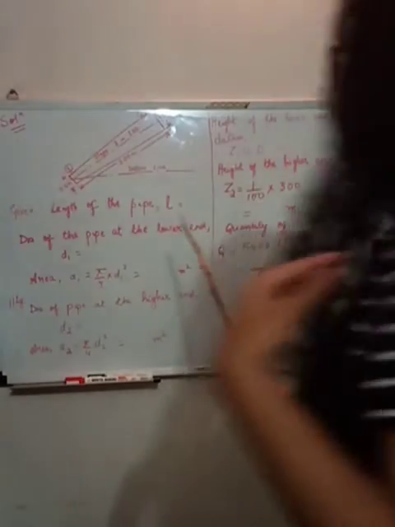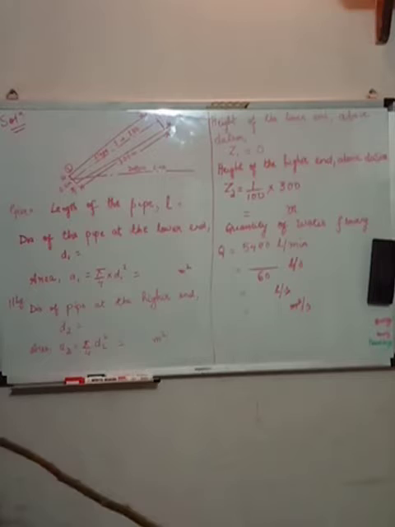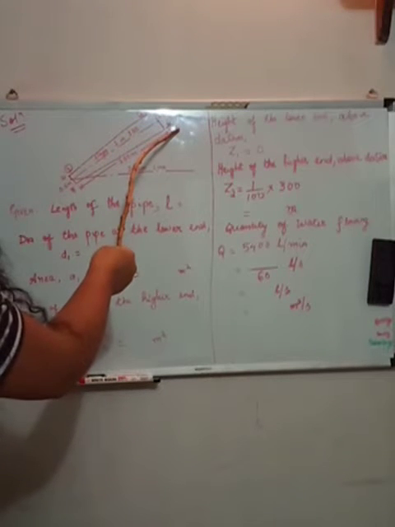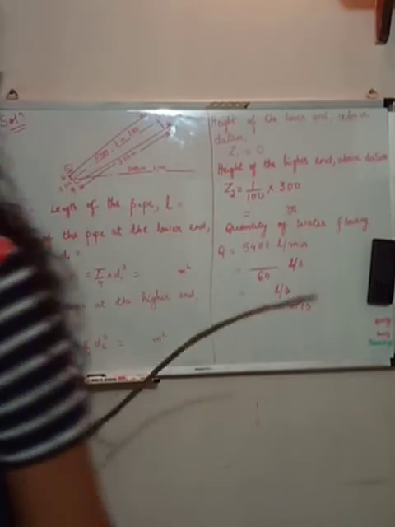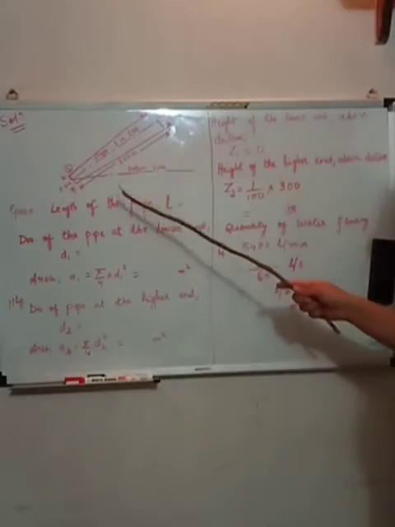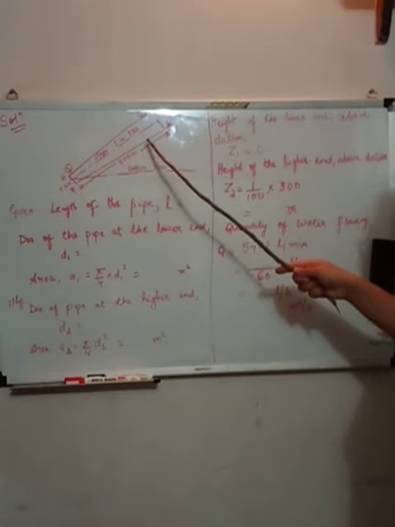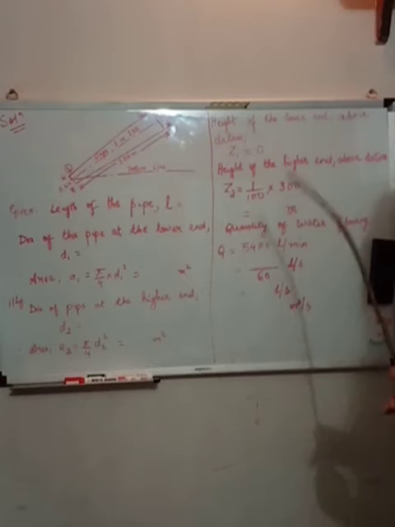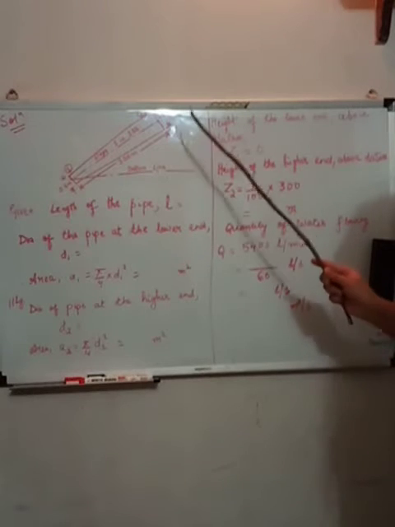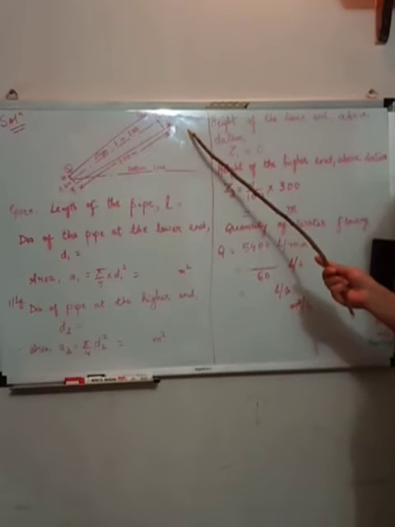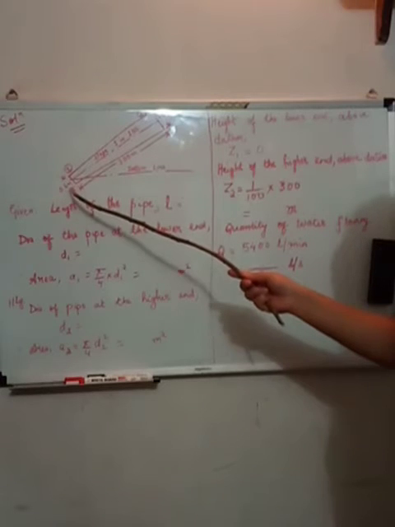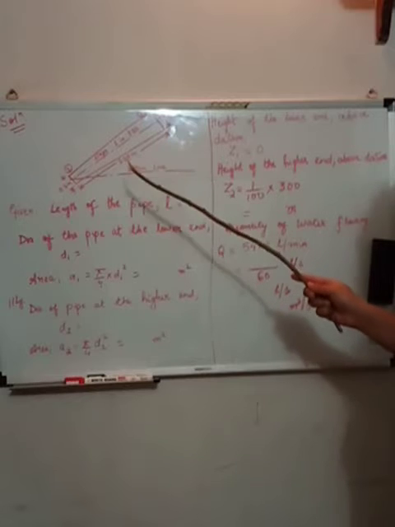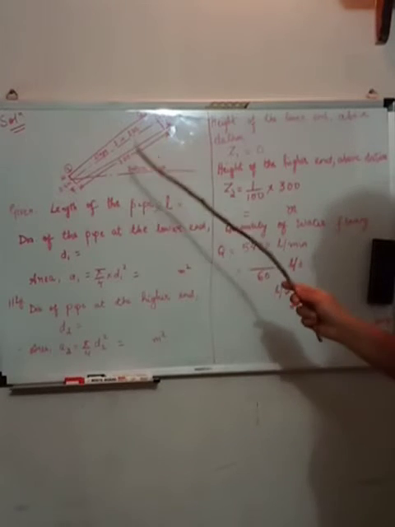Okay, so here in this question, a long tapering pipe has a diameter of 1 meter at the higher end and 0.5 meter at the lower end. Its slope is given as 1 in 100 and the length of the pipe is 300 meter. The pressure at the higher end is given, we'll see later. So we have to find the pressure at the lower end, and the quantity of water is given as 5,400 liters per minute.